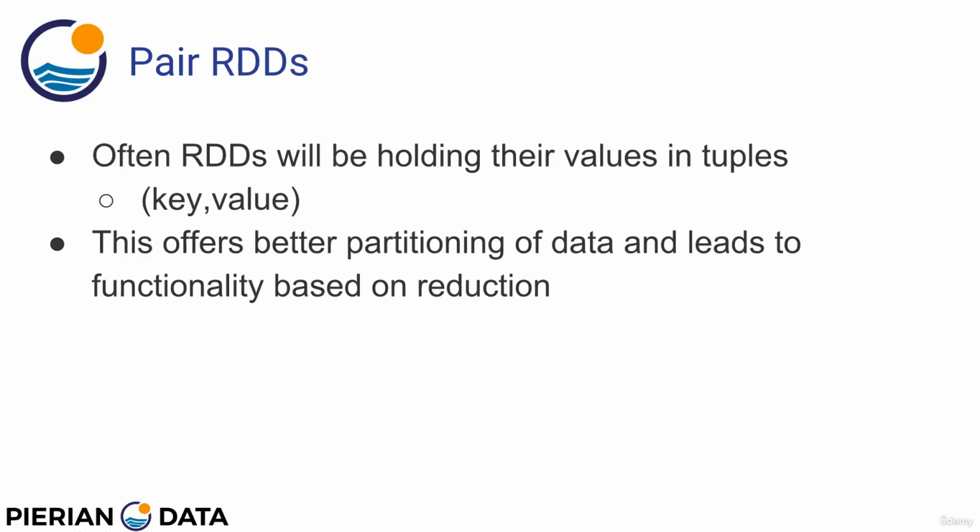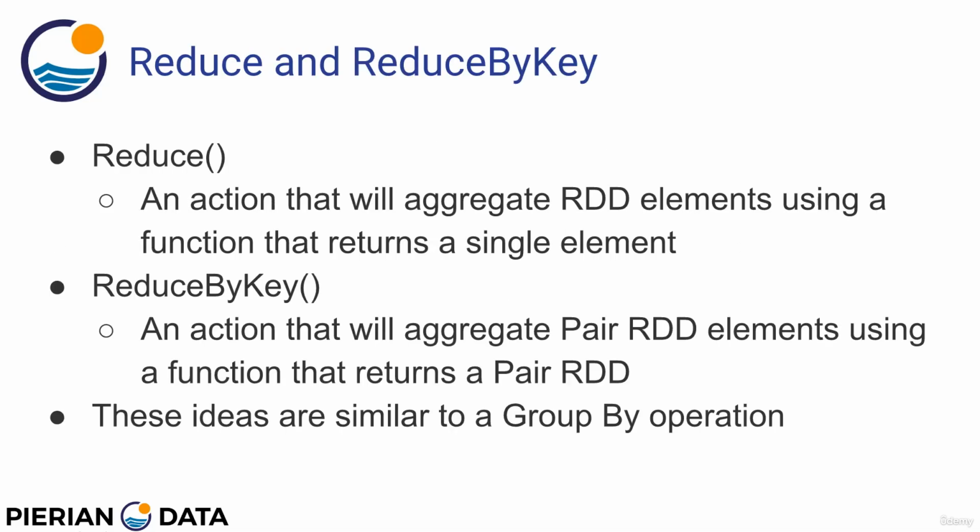Now let's discuss pair RDDs. Often, RDDs will be holding their values in tuples, which will look something like this. They'll have a key and a value. This usually offers better partitioning of data, and it leads to functionality based off of a reduction. So then we're going to have two other methods to use, reduce and then reduce by key.